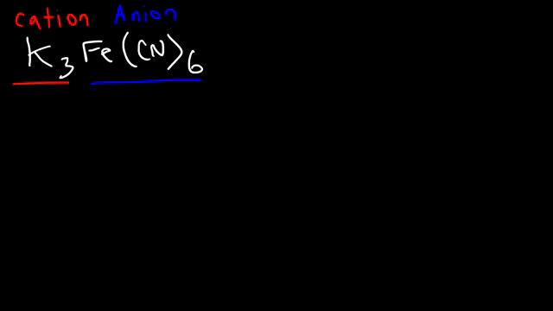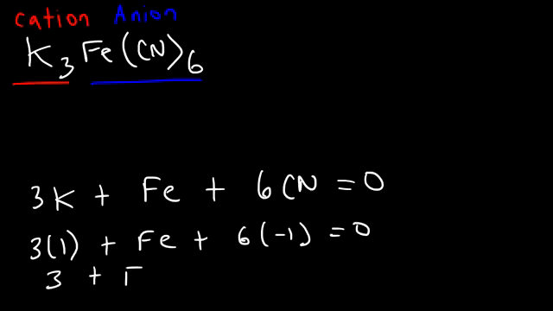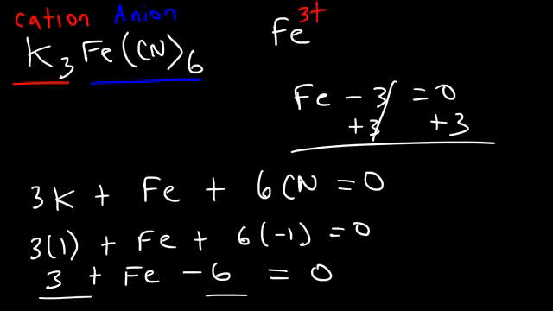But first, let's calculate the oxidation state of Fe. So we have 3 potassium atoms, or ions, and then we have Fe and 6 cyanide ions. Now the charge on potassium is going to be +1, and for cyanide, it's -1. So this is 3, and then this is -6. So we can combine like terms. 3 minus 6 is -3. And then if we add 3 to both sides, we can see that the oxidation state of Fe is +3, or 3+.